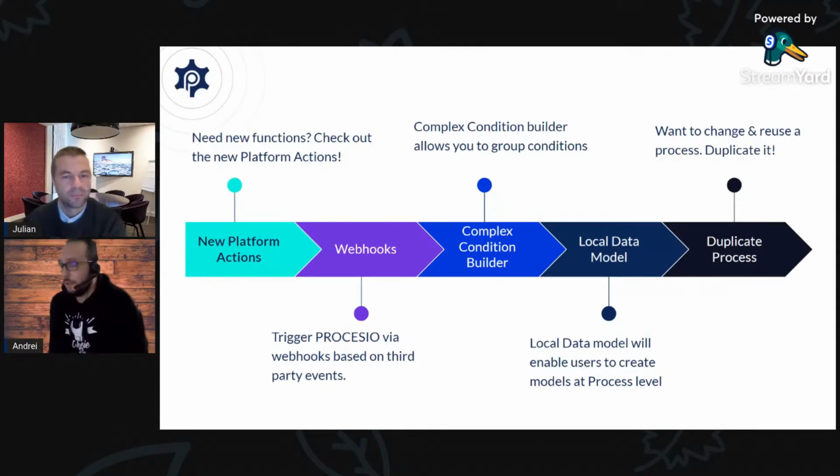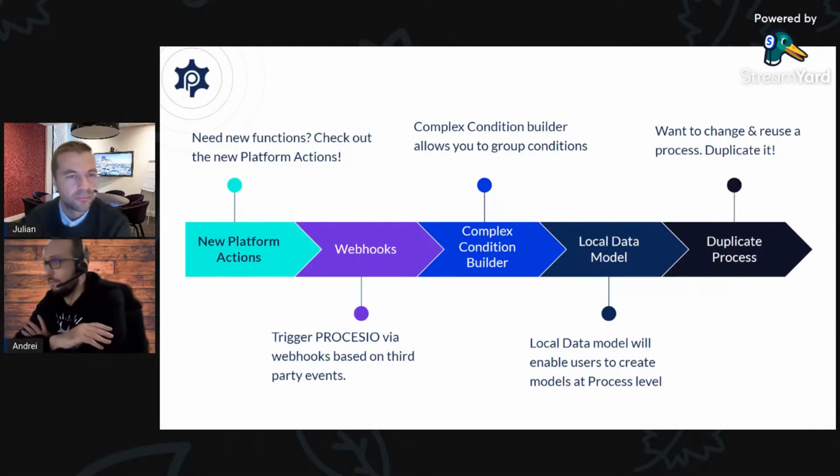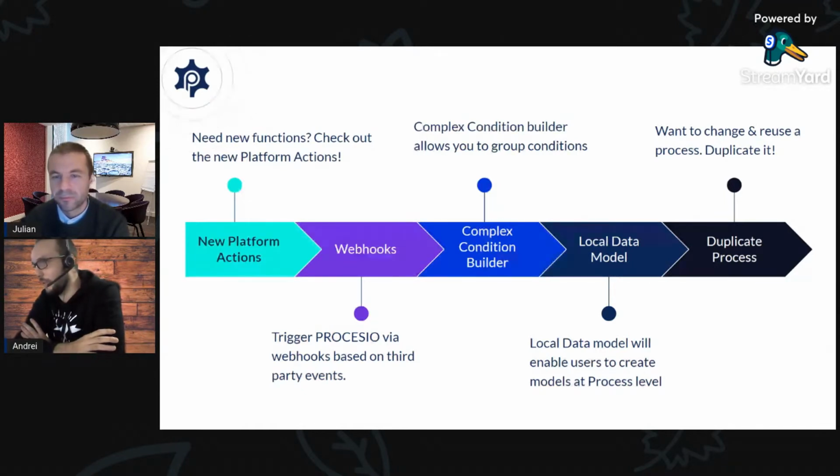Another important aspect on the roadmap is the local data model. At this point, we have a global data model that can be used globally in multiple processes. However, we identified the need of having a local data model that can be defined from within a process, and this component will actually make it possible to import and export processes. However, import-export of processes is further down the roadmap, but this is a small component that will enable us at PROCESIO to build this.